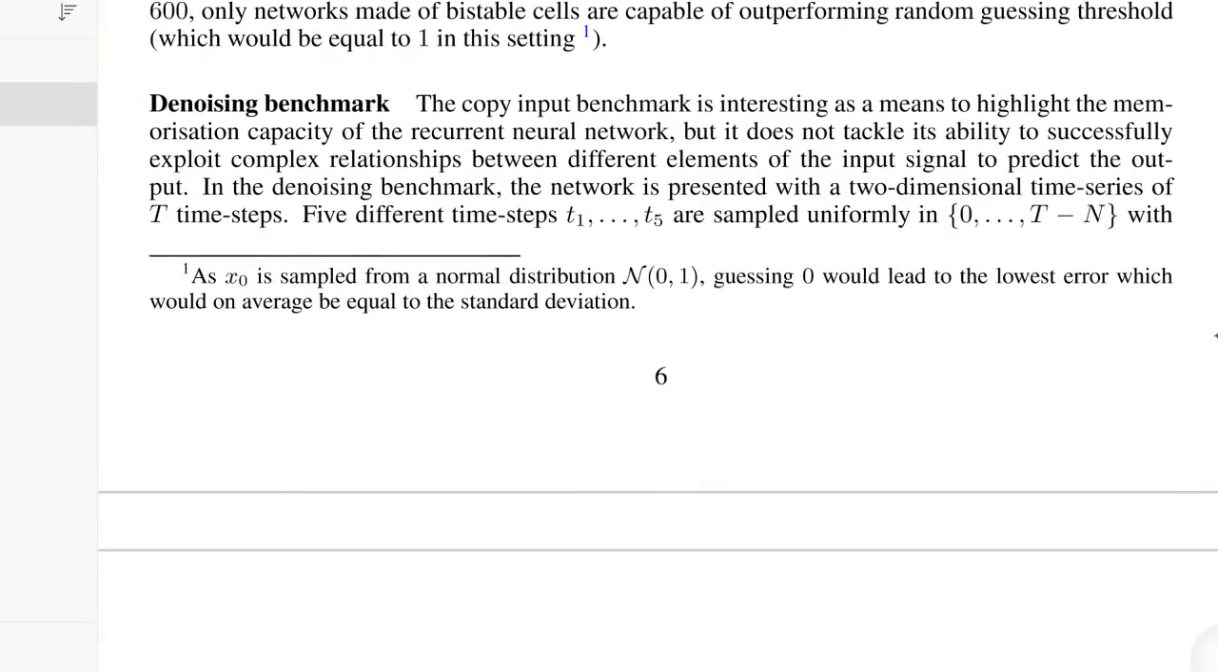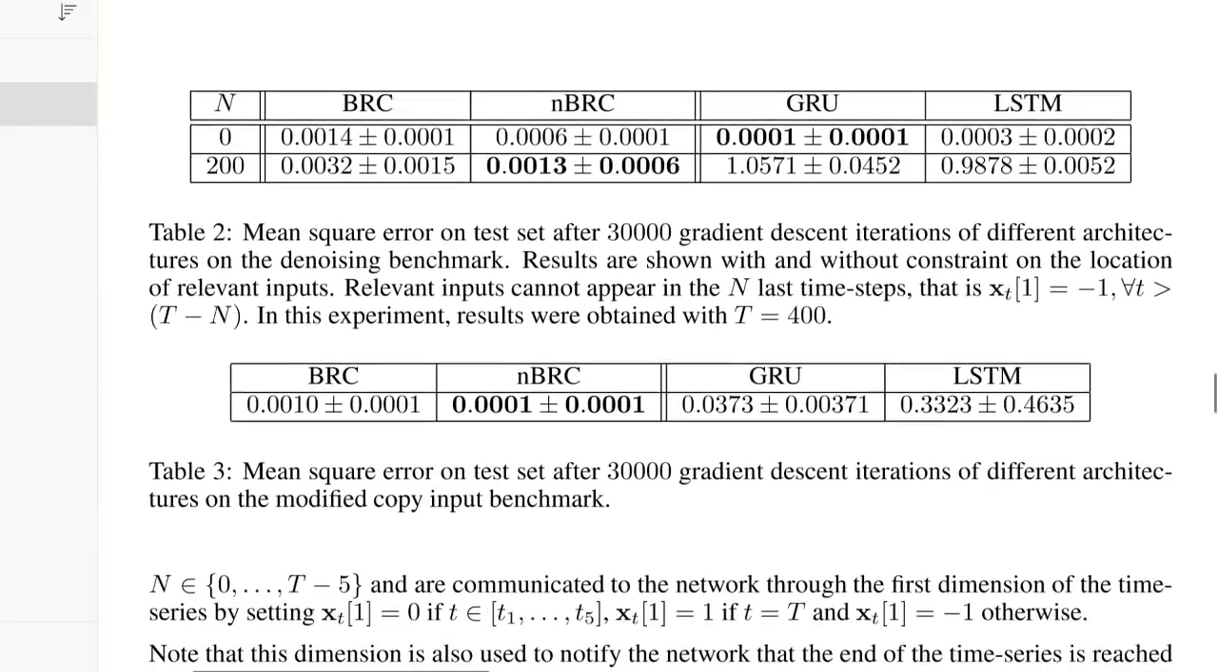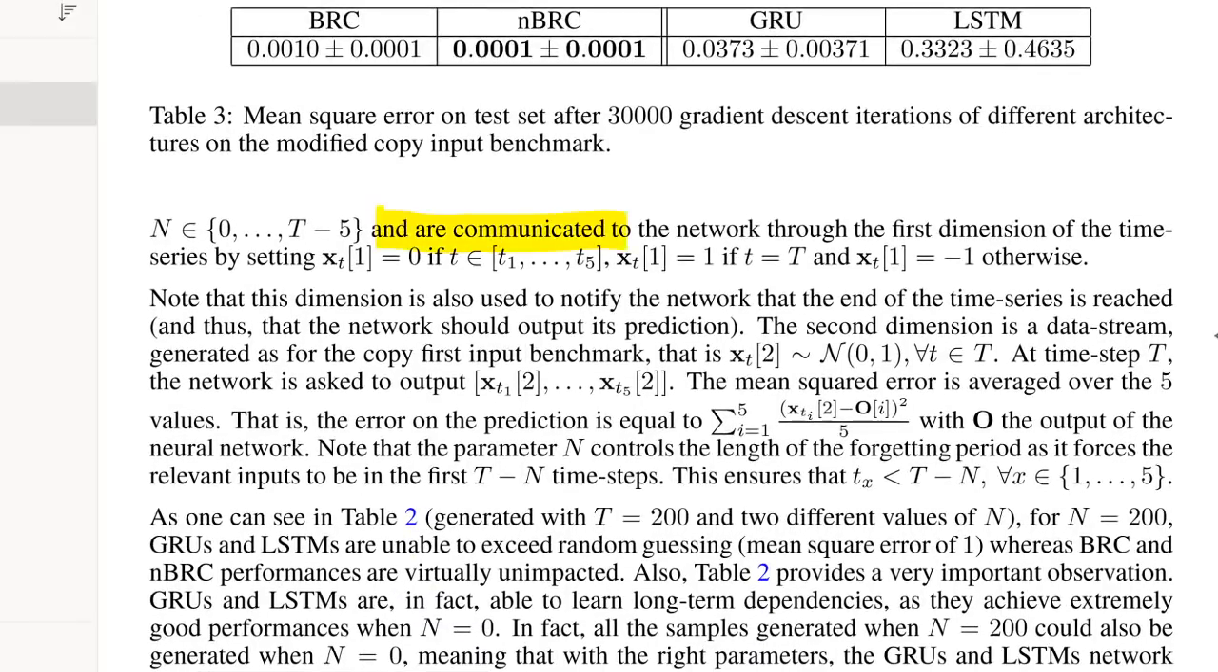Okay, so the second thing is a more interesting experiment, the denoising benchmark, where they say the copy input benchmark is interesting as a means to highlight the memorization capacity of the recurrent neural network, but it does not tackle its ability to successfully exploit complex relationships between different elements of the input signal to predict the output. So they have a new benchmark. In the denoising benchmark, the network is presented with a 2-dimensional time series of t time steps. 5 different time steps are sampled uniformly and are communicated to the network.